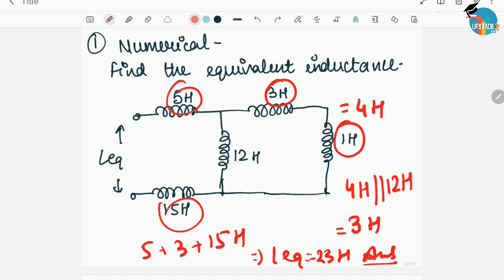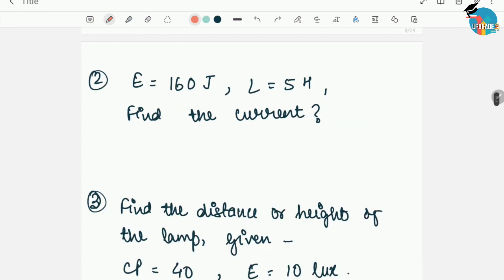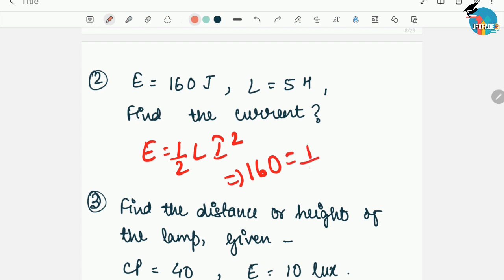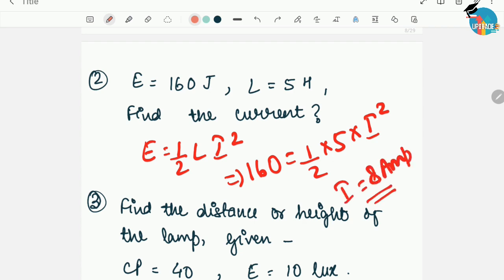Moving on to the next question. A question was asked related to E is equals to half Li square. So direct a formula based question. E is given as 160 joule and L is equals to 5 Henry. We have to find the current I. So I is equals to 8 ampere. So the correct answer is 8 ampere.